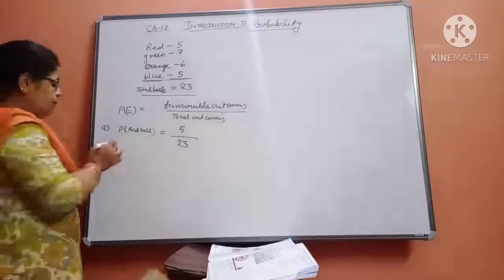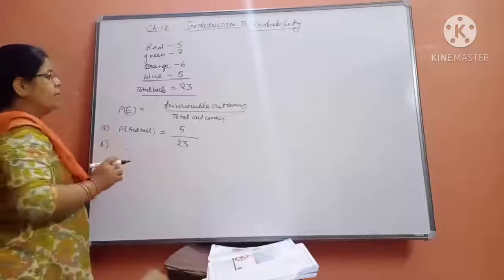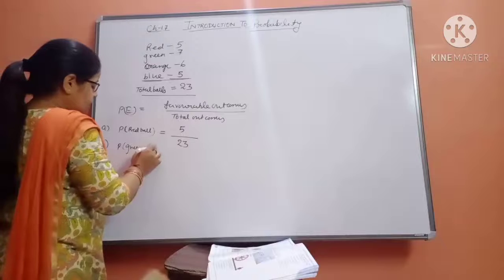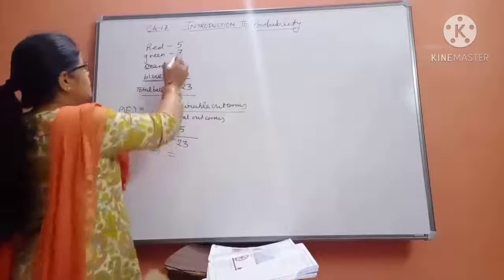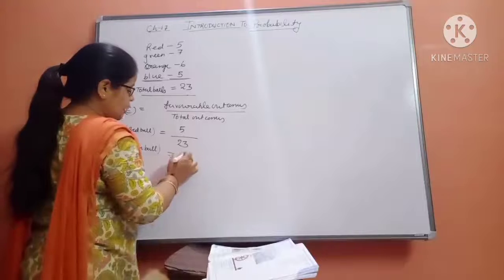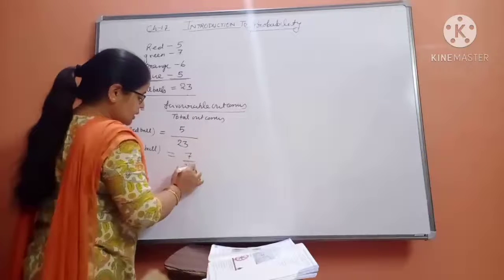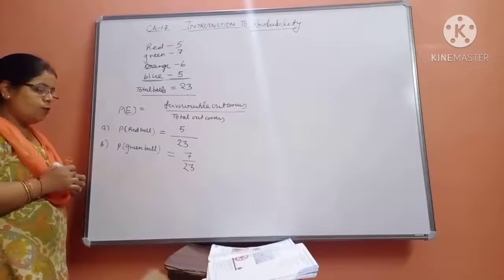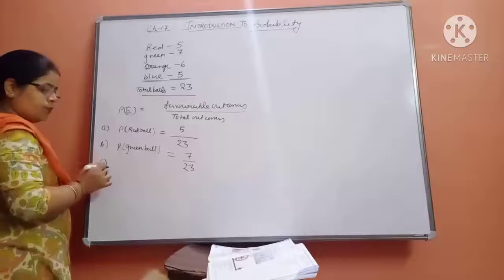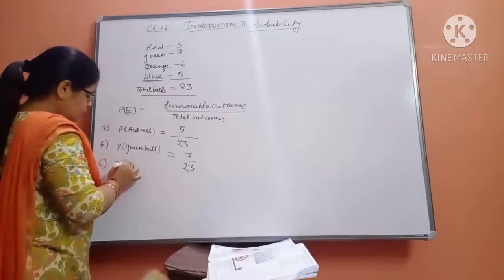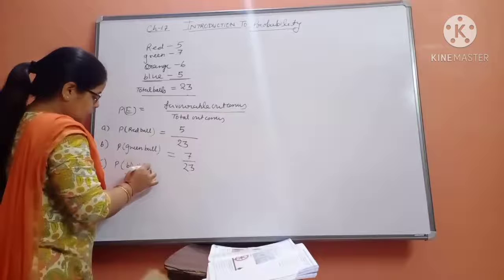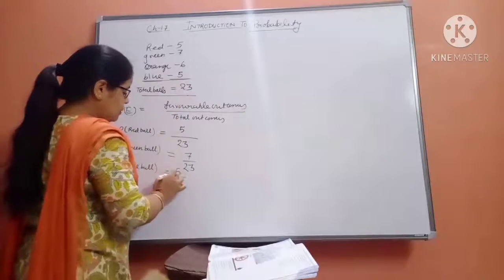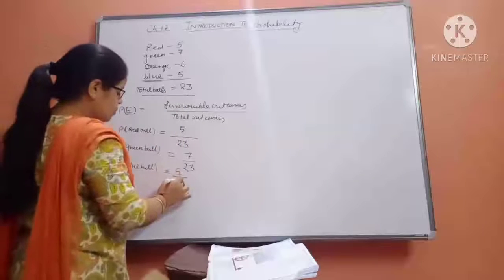Now see the B part of the question. One green ball. Probability of green ball. How many green balls are there? 7, upon total number of balls, 23. So its probability will be 7 upon 23. Now in the C part it is one blue ball. Probability of blue ball. How many blue balls are there? 5. Favorable means 5, and upon total number of balls 23.